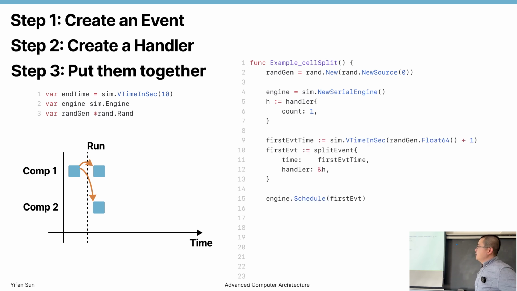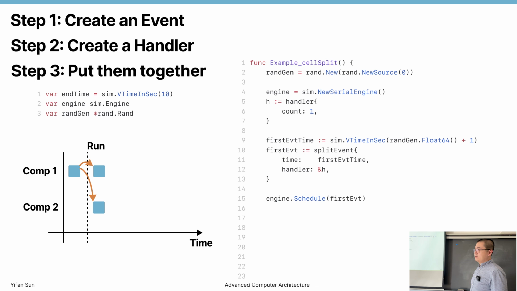So here we schedule the first event. First event time is this time. It's basically the same thing as the previous line. Okay. Then first event is split event. Time is this first split time, and handler is h. Right. Here we need this ampersand representation.